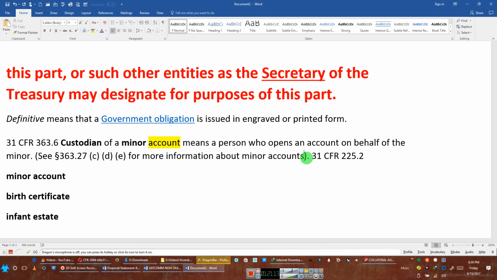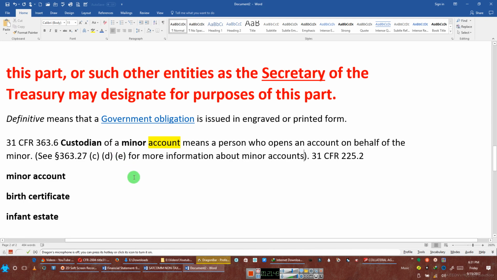So what are you going to do? You're going to do your research. You're going to look at the videos on the minor account, the infant estate, and the birth certificate that are on YouTube, on the Eeon 2 YouTube channel. Okay? You're going to take a look at those. While looking at those, you're going to pay attention to the words. You're going to pay attention to the codes. You're going to look up code CFR 363.6.27. You're going to look up those codes. Then you're going to look up 225.2 of Title 31 CFR. And when you look up 27, you're going to look up C, D, and E in particular, and you're going to highlight the keywords that you saw me highlight.